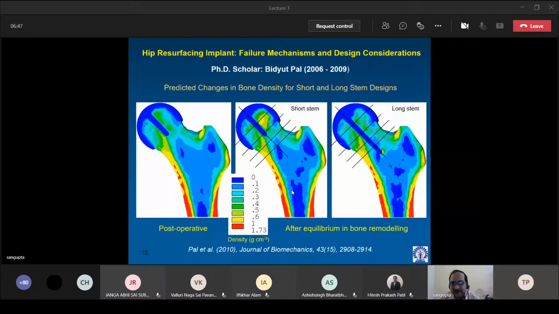So this is the last slide where we had ended yesterday, last lecture, showing how the predicted changes in bone density for different designs of the hip resurfacing implant can be predicted by the simulation.